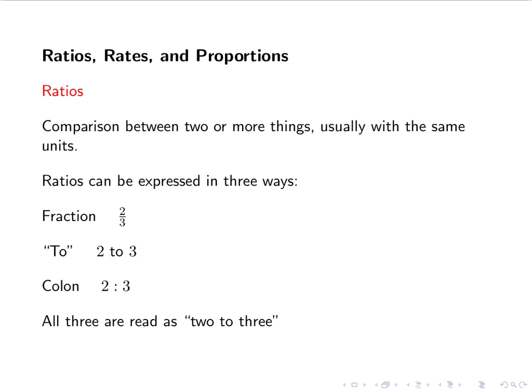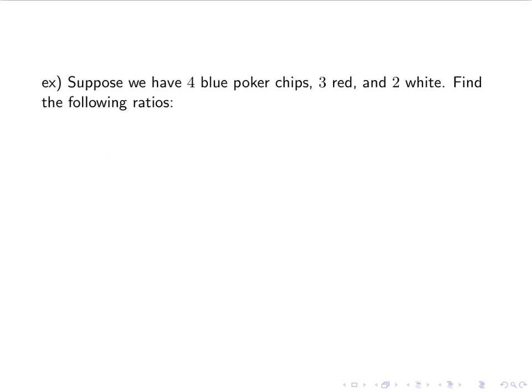And with the words "to" and the colon, I can have more than two things that I'm comparing. So I could do 2 to 3 to 5, or 2 to 3 to 5 to 7 to 12 to 2. I can go on, and I can compare 20 different things if I wanted to. And I just keep doing a colon and then another number, colon, another number. But let's do some examples.